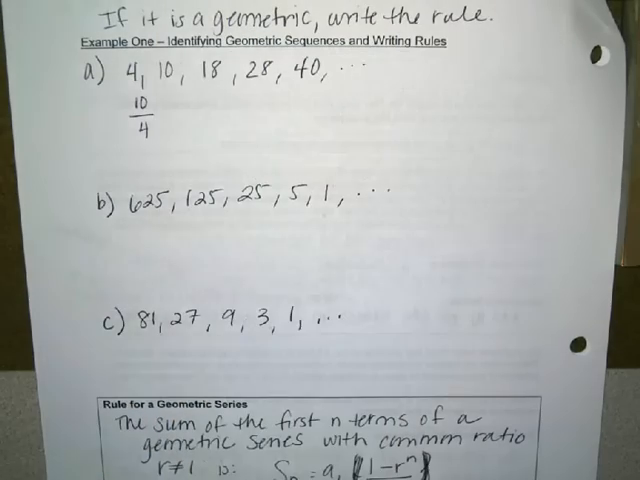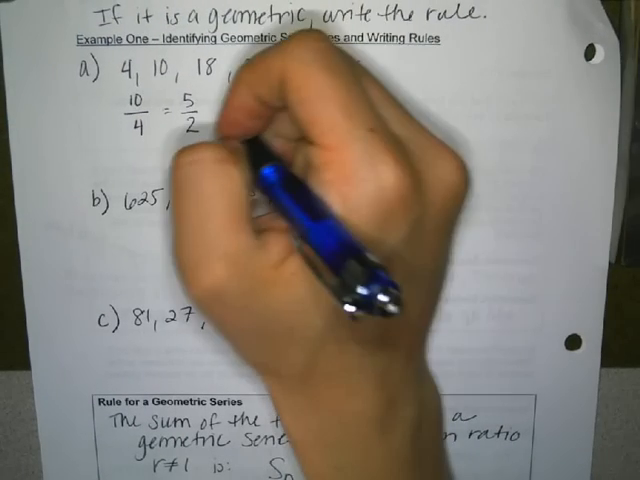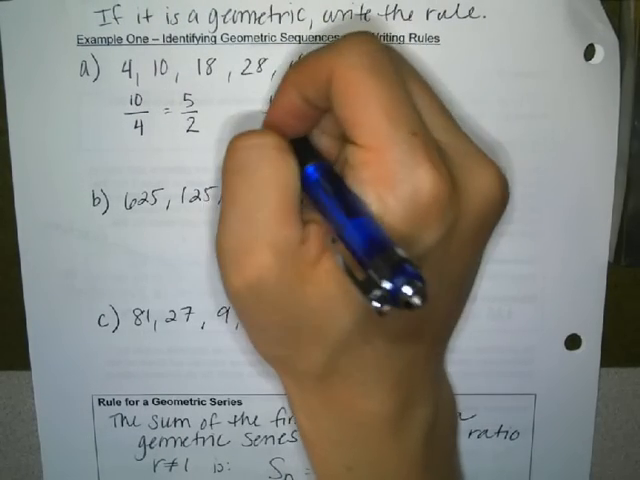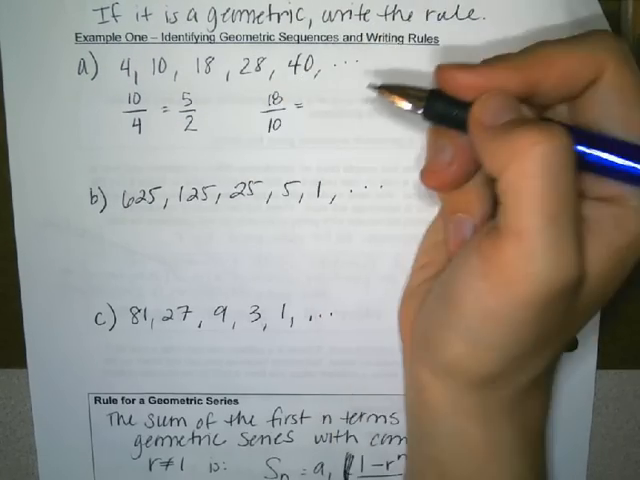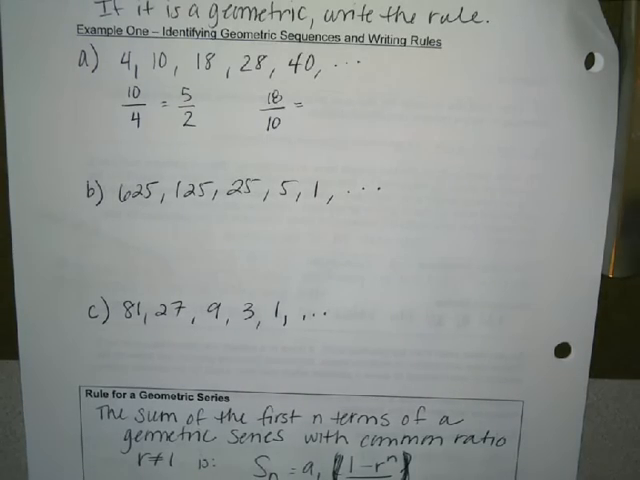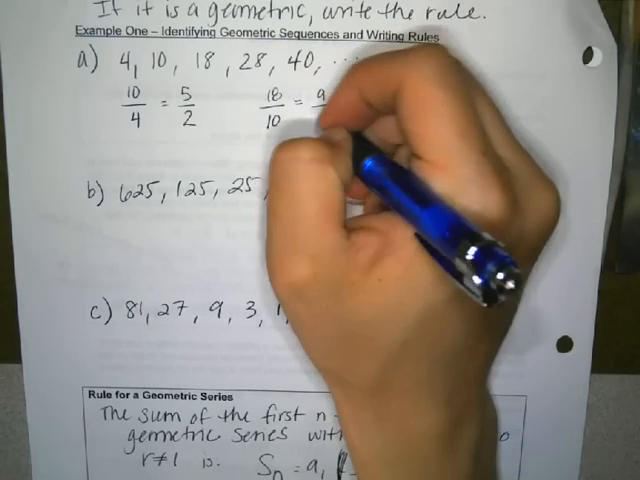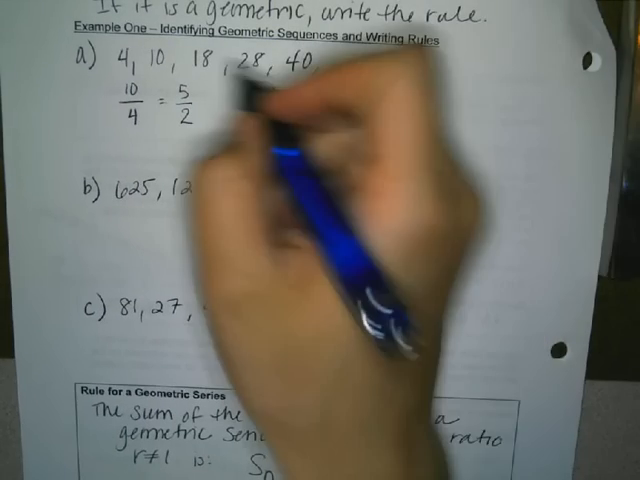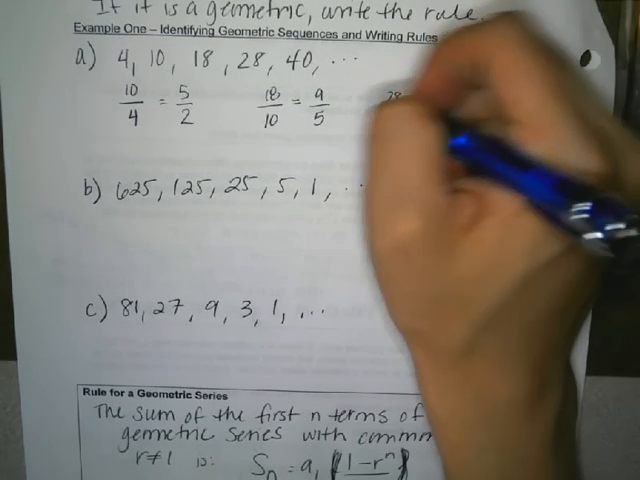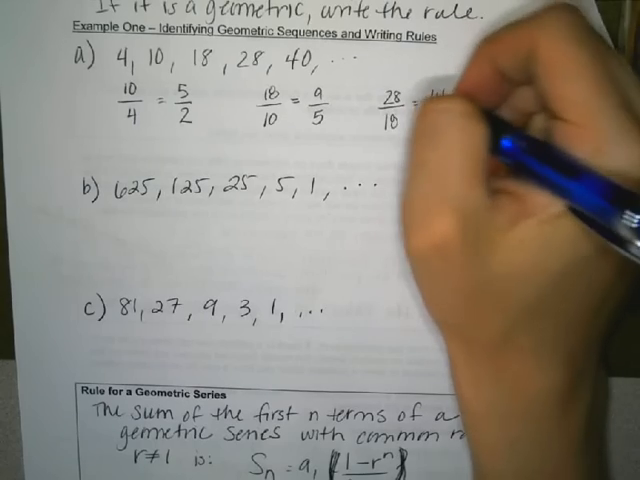Okay, so let's start by 10 divided by 4. 10 divided by 4 would reduce to 5 halves. Then you do 18 divided by 10. 18 divided by 10 does not reduce down to 5 halves, but it does reduce down to 9 fifths. 28 divided by 18, that also reduces down to 14 over 9.